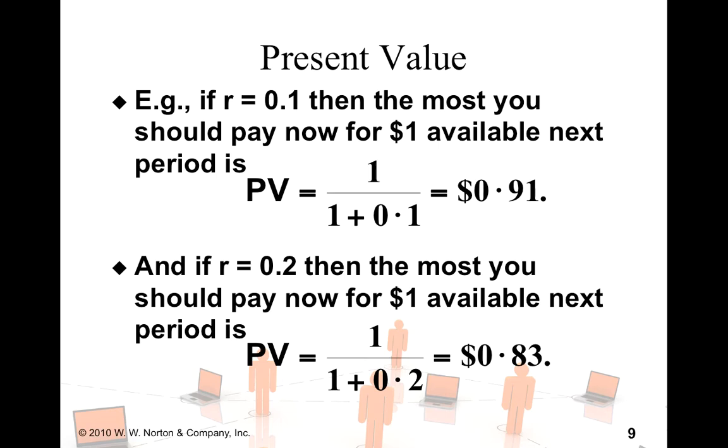What happens if the rate of interest increases to 0.2? Well, the denominator increases in this equation, which means the present value goes down. So at a higher rate of interest, you would be willing to pay less in order to get that dollar at the start of the next period.